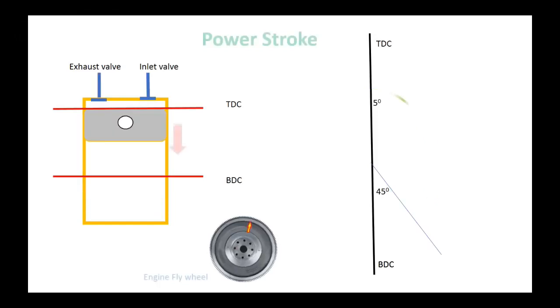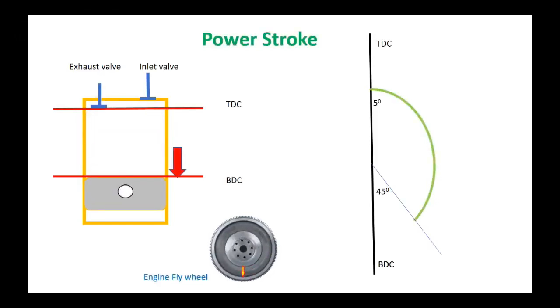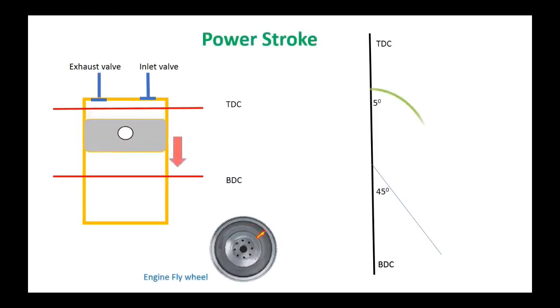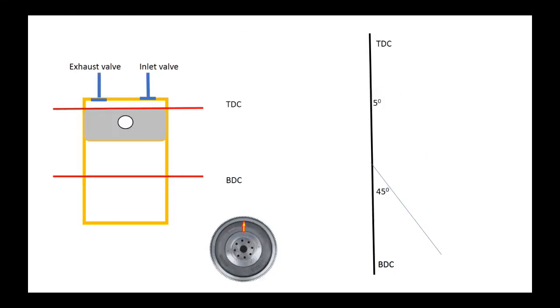Before the end of the stroke we can see the exhaust valve opens 45 degrees before BDC position and starts to discharge the exhaust gas from the cylinder bore.